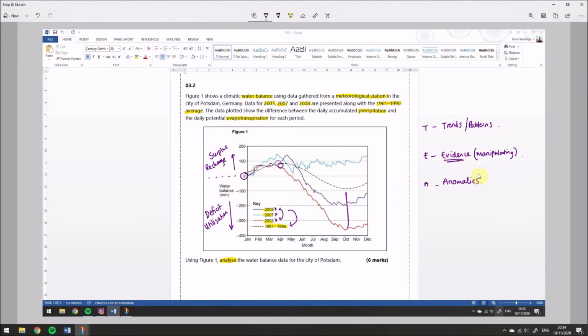And we want to be manipulating that evidence, so telling me how much higher or lower something is in 1 month than another, or in 1 year than another. Make sure when you're quoting that data as well, you use the correct units. So in this case, any numbers we quote will be given in millimeters. So that is your first question.